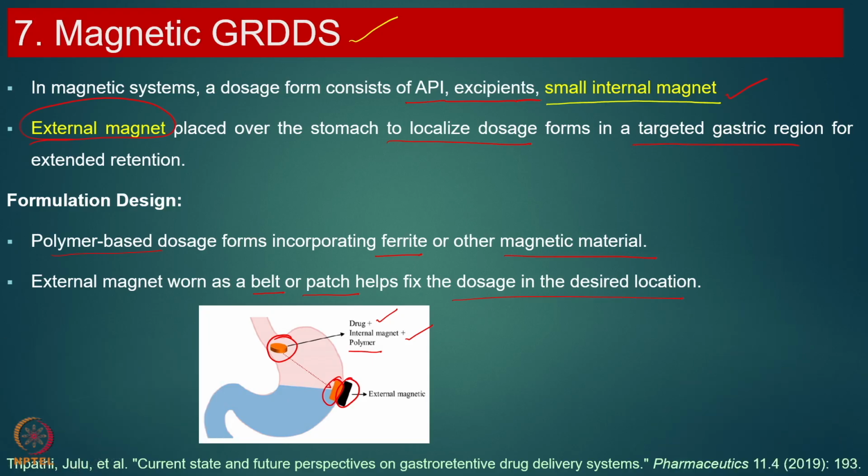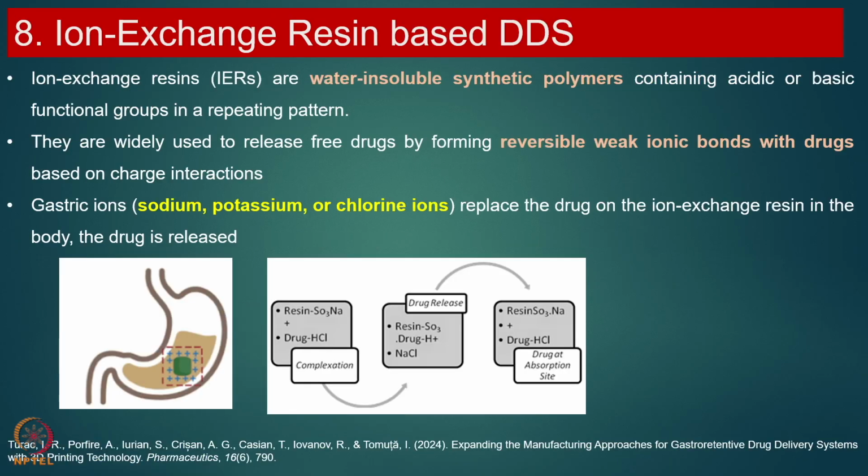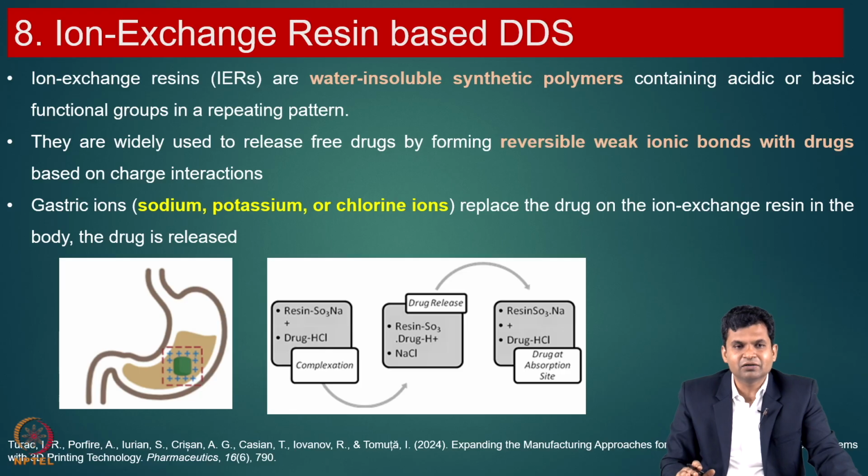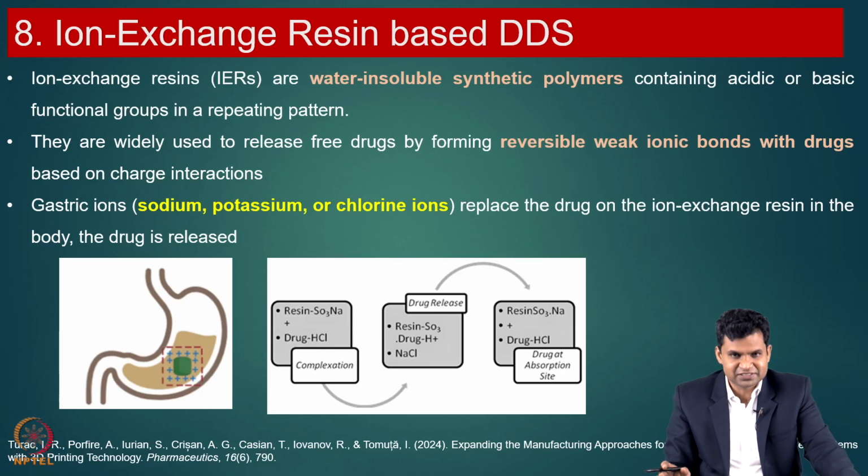gastroretentive drug delivery systems, but we need to focus on the minimum limit of the internal magnet, because these iron oxides can sometimes induce toxicity in the body. So, that we need to focus on. And the eighth one is the ion exchange resin based drug delivery systems.